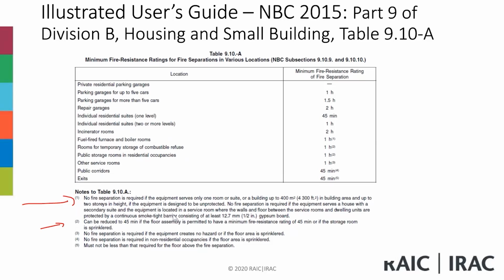Public corridors, 45 minutes. And footnote 4, no fire separation rating is required in non-residential occupancies where the floor area is sprinklered, for public corridors. For exits, it's 45 minutes. But still, if the requirement is for the floor above the fire separation, if you have major occupancies between them, then you'll take a look at the major occupancy separation, and then you see that you require a higher fire resistance rating for exits.